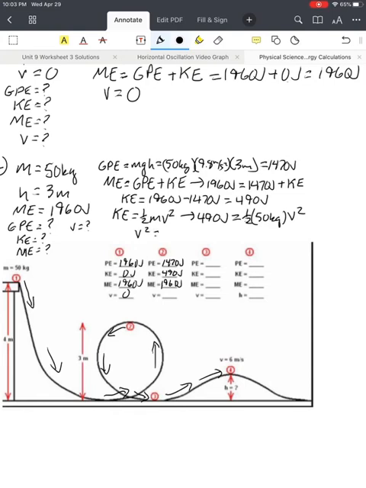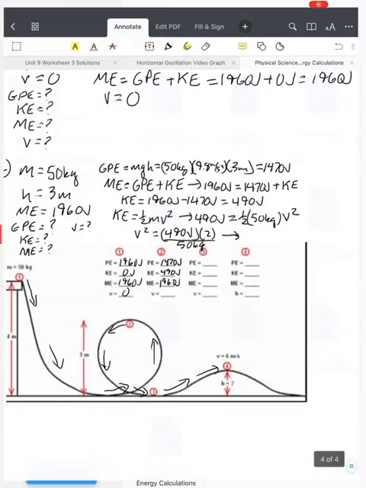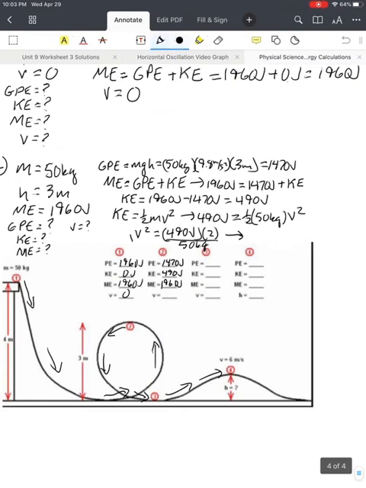And so what we should be left with is v squared is equal to 490 joules times 2, all divided by 50 kilograms. And the other thing we need to do is, because we have v squared here, we're going to take the square root of both sides. And so then we have v equals, drum roll please, going to use the calculator. Let's do 490 times 2 divided by 50 is equal to 19.6. Take the square root of that number, and you get 4.4 meters per second.